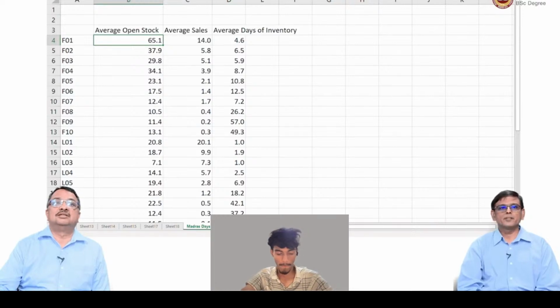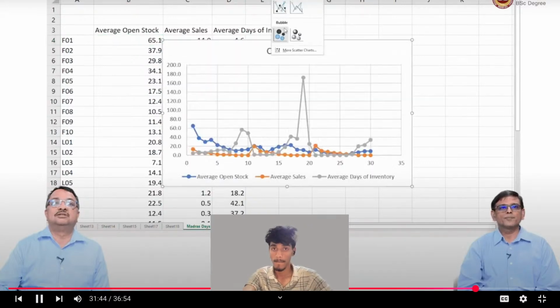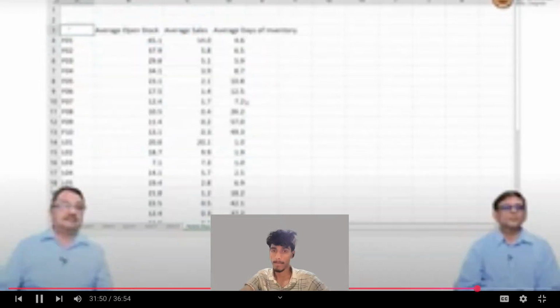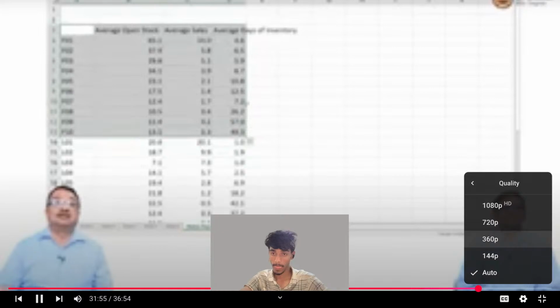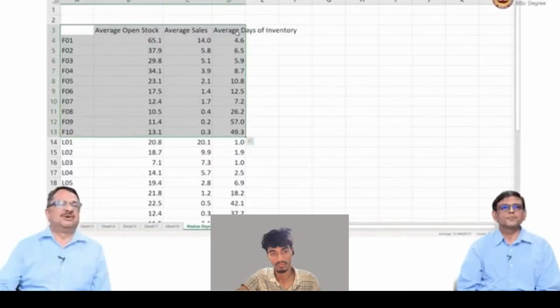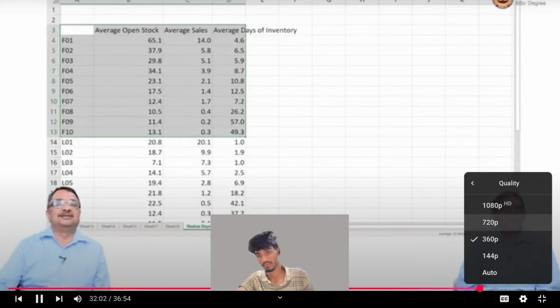I think there's a bubble chart. Let's just take the F's because we saw one thing, GV. It will get very cluttered if we try any of these scatter plots.